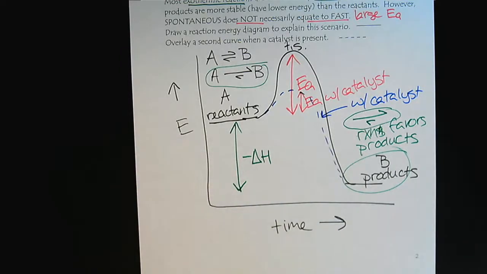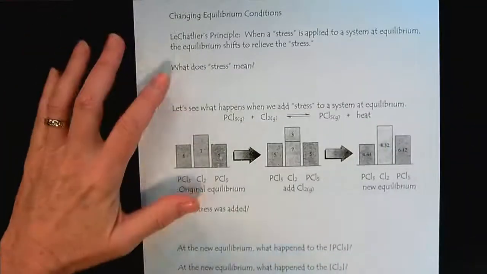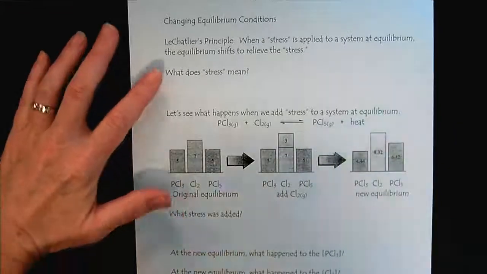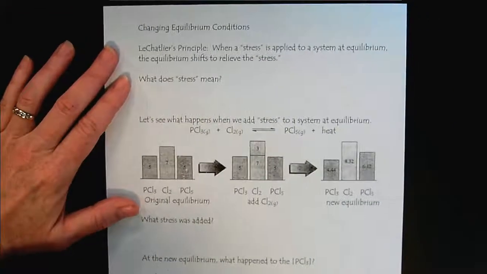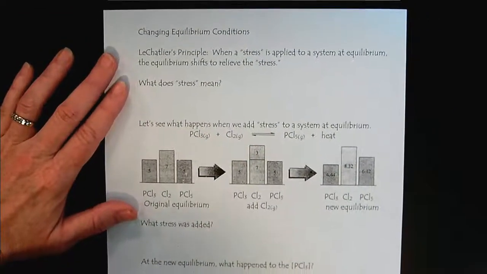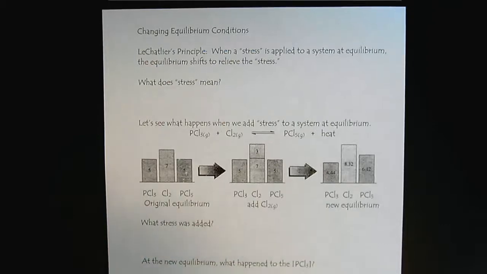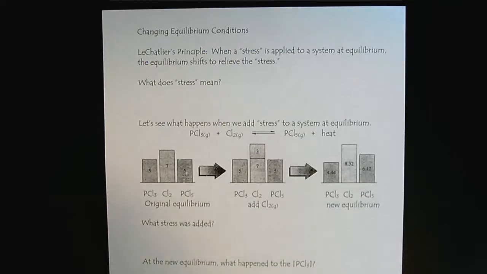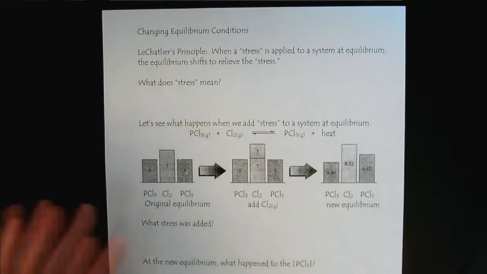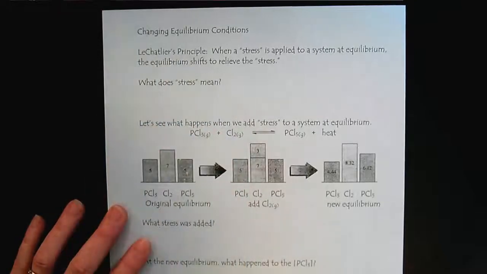Now that we understand what it means for a system to be in equilibrium, let's look at what happens when we disrupt that equilibrium. And this is an important concept as we venture into biochemistry, because our bodies are constantly changing. We're exercising, we're eating, we're sleeping. So our body tries to be at equilibrium, and we're constantly putting in stresses or changes that our body has to respond to. So let's look at changing equilibrium conditions.